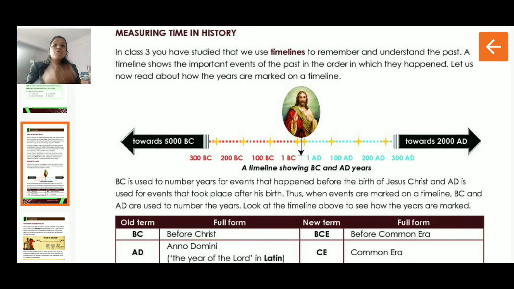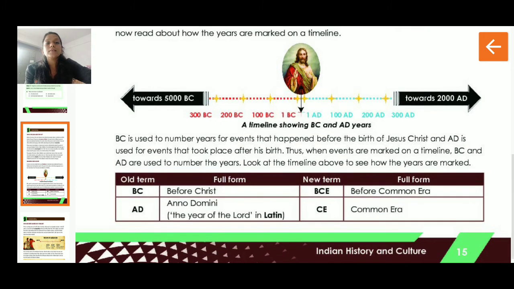BC is before the birth of Christ, of Jesus. And AD is used for the events that took place after his birth. So before Christ was born, it is BC, and after Christ was born, it is AD. So when events are marked on a timeline, BC and AD are used to number the years. Look at the timeline above to see how the years are marked.